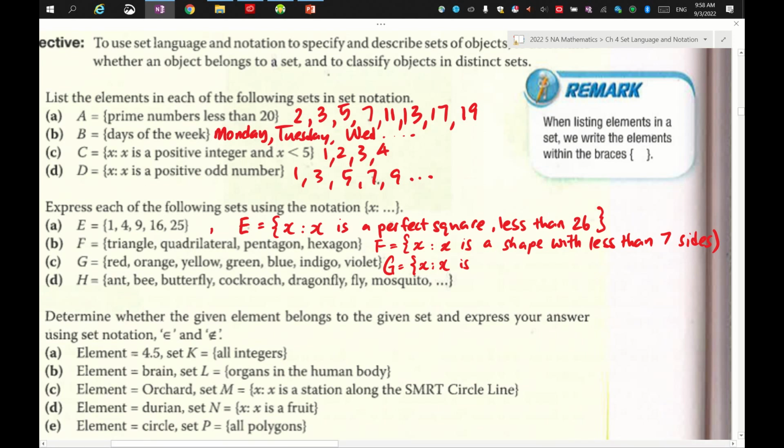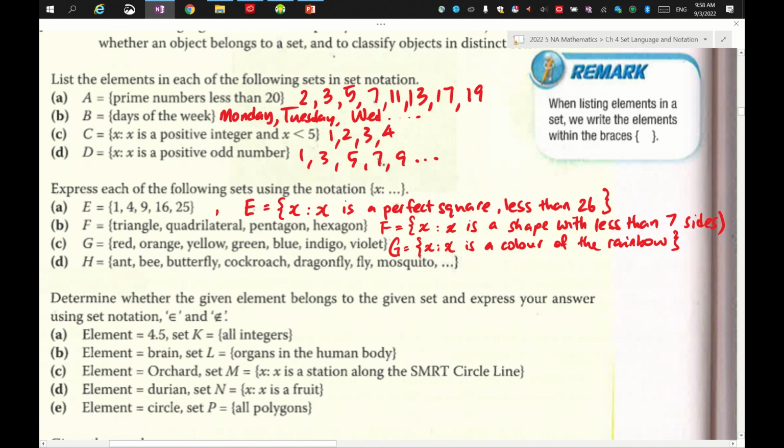V-I-B-G-Y-O-R. Yeah, correct. These are the 7. X is a color of the rainbow. Up to you. I think this is quite common sense, right? If you are confident that a few months later you look at it, you know how to do, then okay. How about H? We do a last one, H.